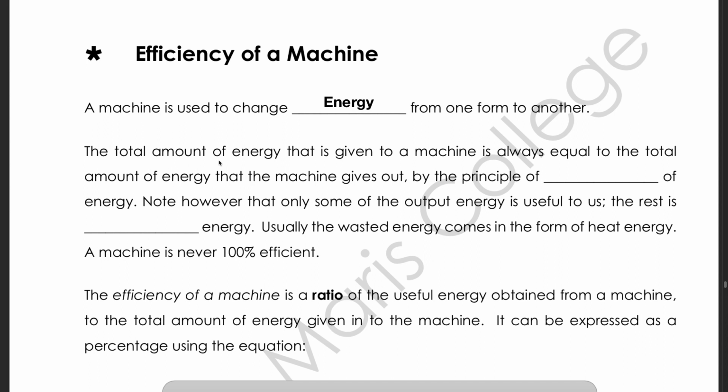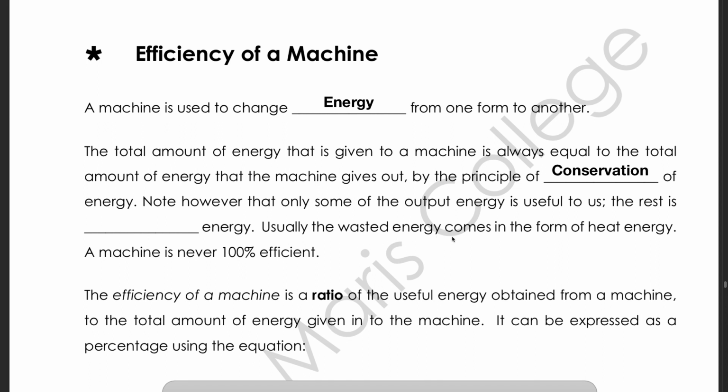The total amount of energy that is given to a machine is always equal to the total amount of energy that the machine gives out by the principle of conservation of energy. The blank over here is an error. You can leave that out, leave it empty, okay? Because it is the principle of conservation of energy.